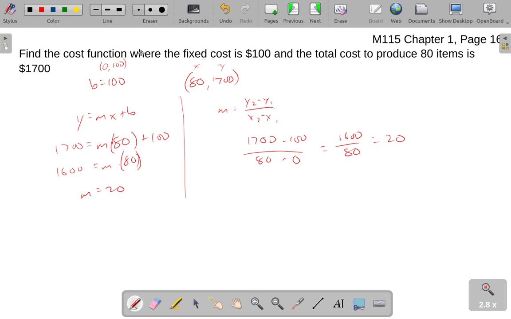We're looking for the cost function. We already know the fixed cost. We now know the slope. So the total cost function here is going to be 20x plus 100.